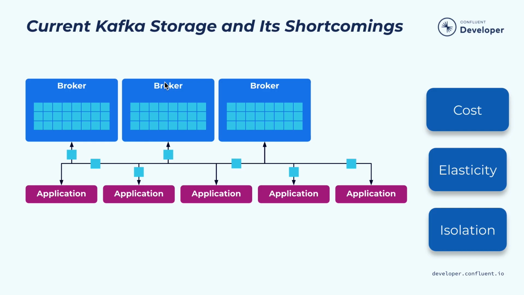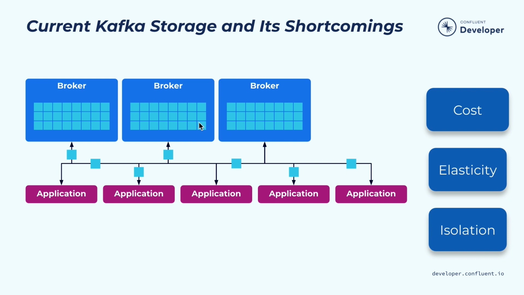So before I talk about tier storage, let's first review the current Kafka storage and talk about some of its limitations. So this is how Kafka stores data now. Each broker has some local attached storage, and then all the data in those topic partitions will be stored among those local storage in those brokers.